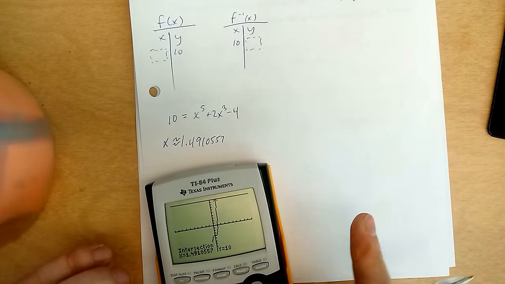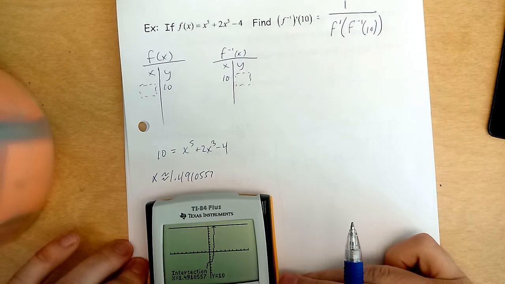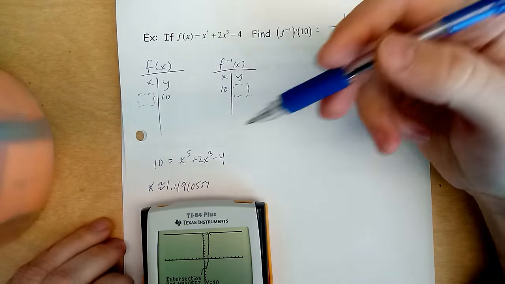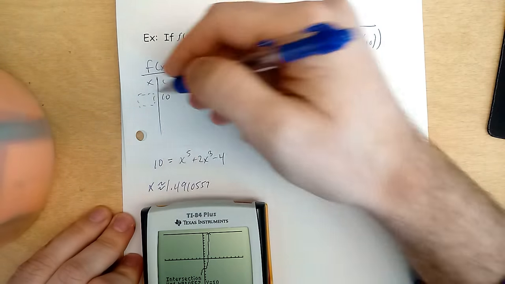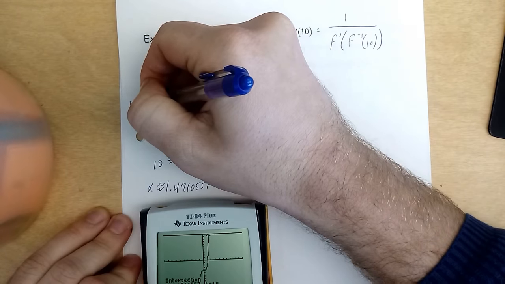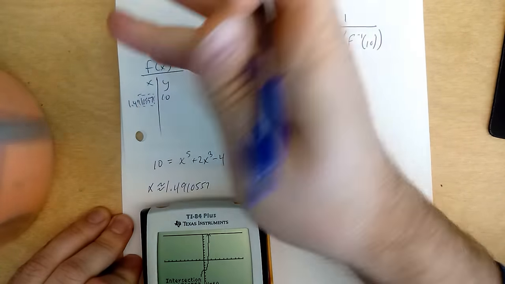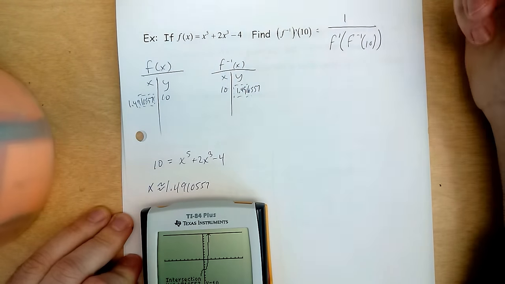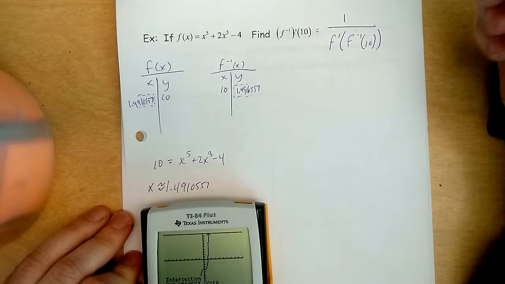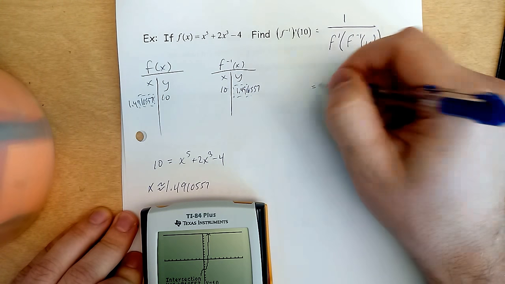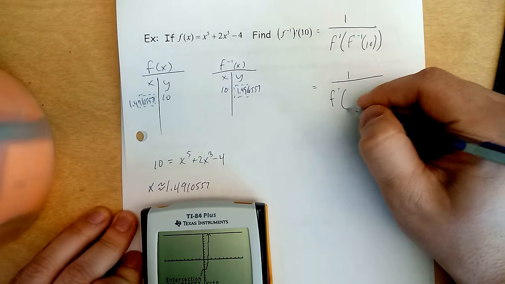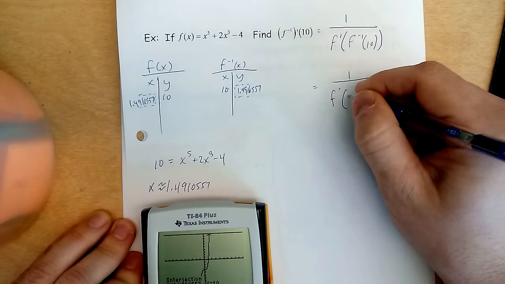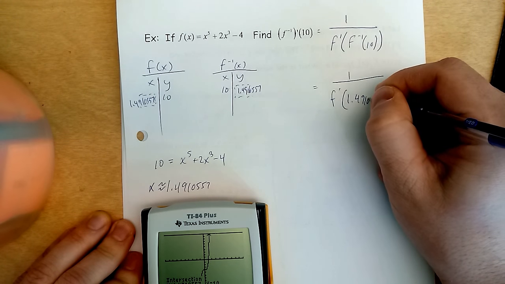The calculator is going to do a majority of the legwork here, so you don't need to complain about doing that. Just make sure you don't make typos when you're writing or when you're handling it. So we know x is 1.4910557, which means if we swap them, we get the inverse's value, 1.4910557. Cool. So that really means over here we're looking at 1 over f prime of, remember this says f inverse of 10. That value right there, 1.4910557.